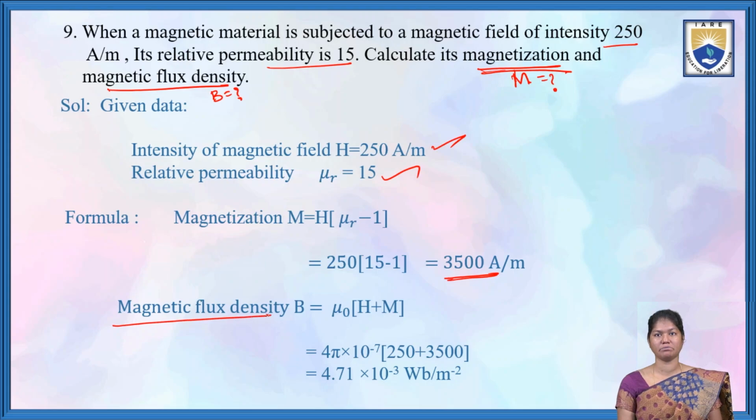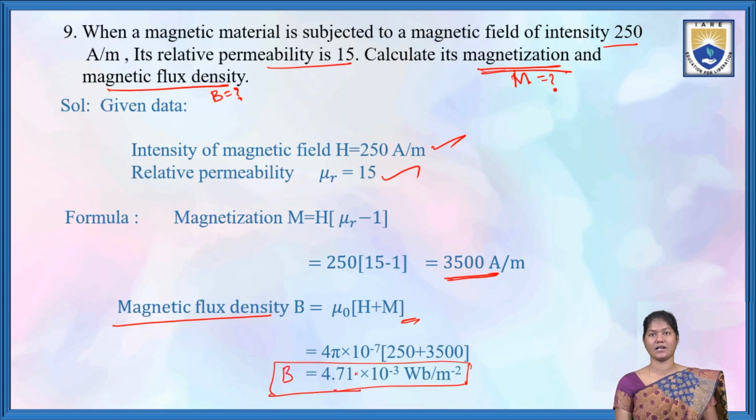Magnetic flux density B is equal to mu naught into H plus M. So mu naught is equal to 4 pi into 10 power minus 7, into 250 plus 3500. So it is equal to 4.71 into 10 power minus 3 Weber per meter square. This is the value of B, which is magnetic flux density.